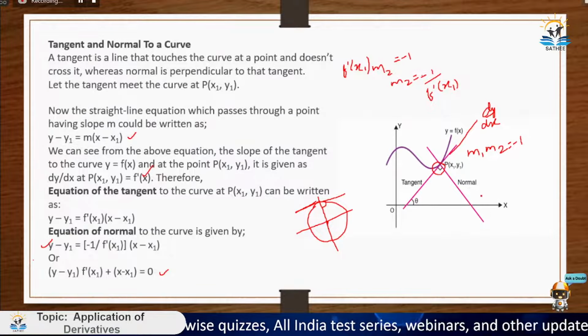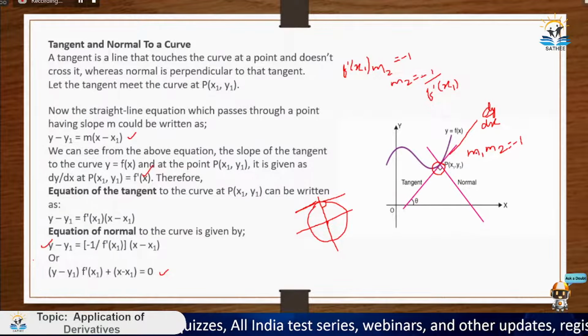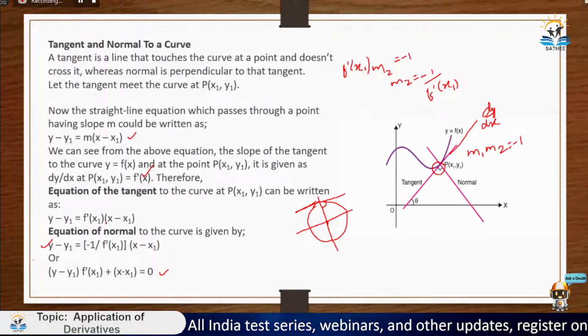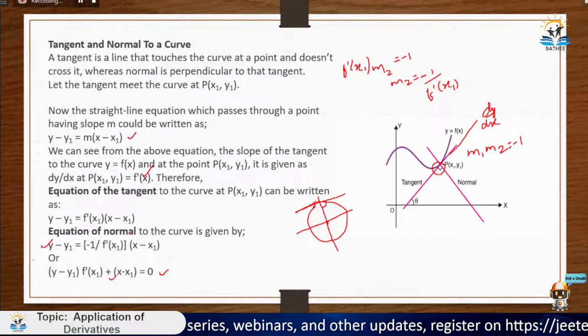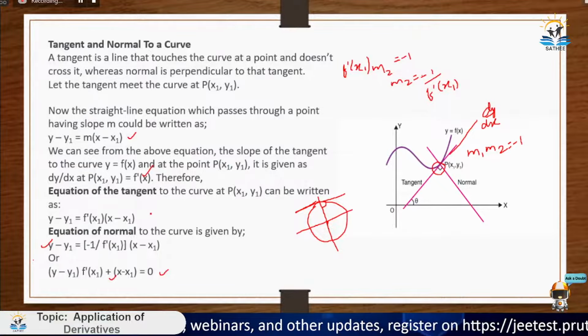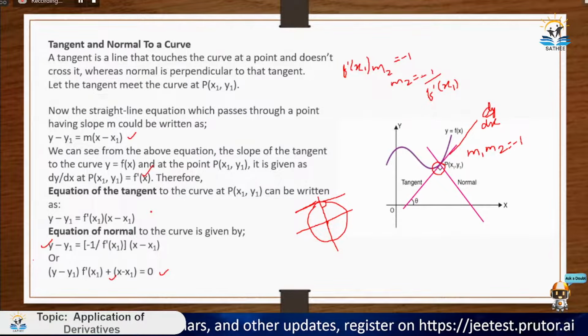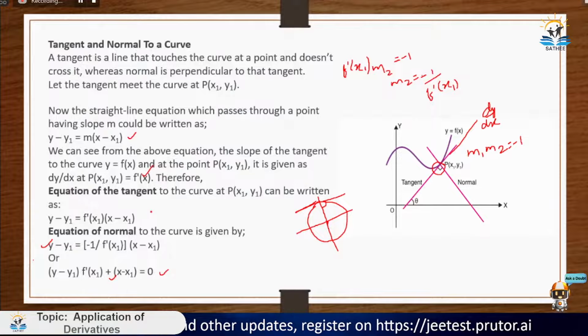So dy by dx of the normal would be equal to minus 1 upon dy by dx of the tangent. That's why we put it equal to minus 1 upon f dash x. From there, we got the equation of the normal and the equation of the tangent simply by using the equation of a line: y minus y1 equal to f dash x times x minus x1. Okay, so that was about tangent and normal.